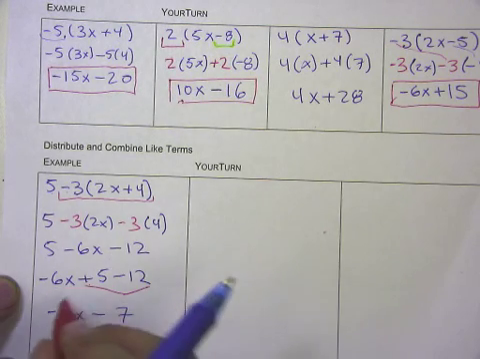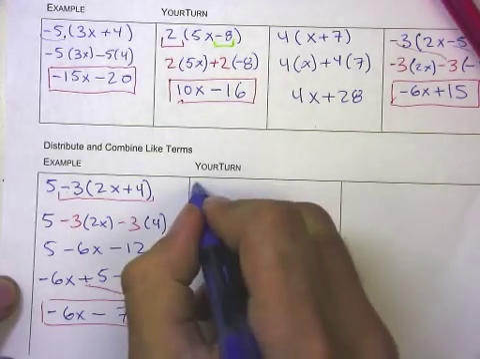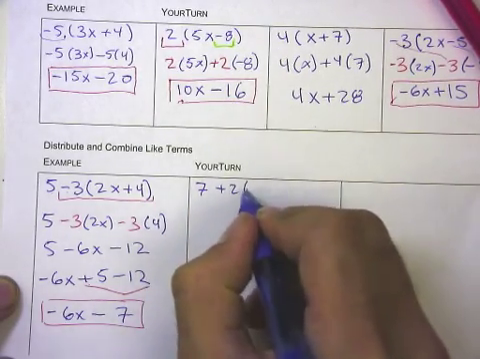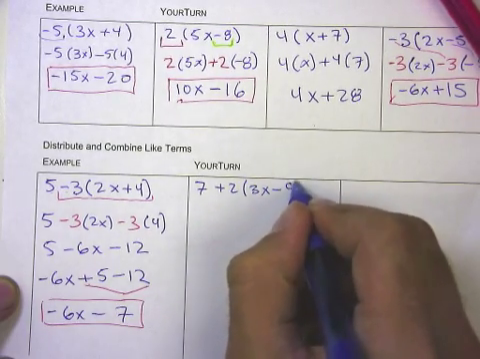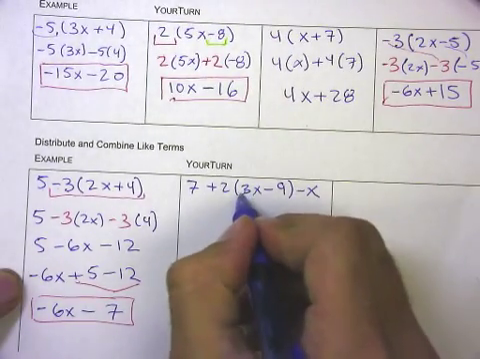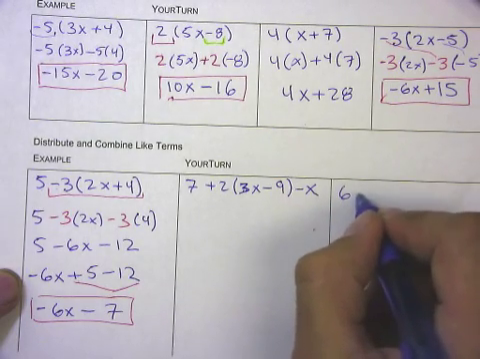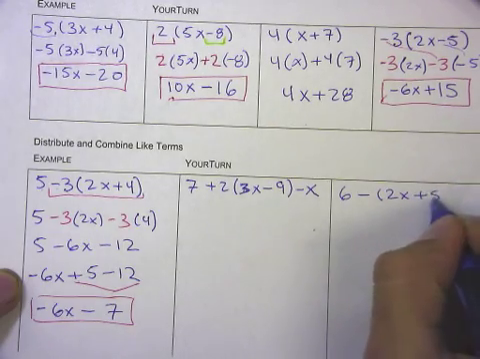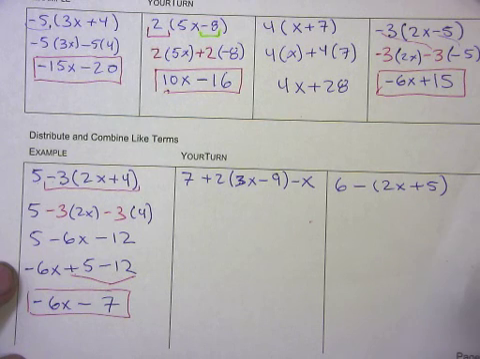I'm going to go ahead and give you 2 problems now to do on your own. So try these 2 problems. We've got 7 plus 2 times 3x minus 9 minus x. And let's be clear, that's a 3 down there. And the other problem I'd like you to do is 6 minus 2x plus 5. Pause the video, take a shot at simplifying both of those things, and then come back.